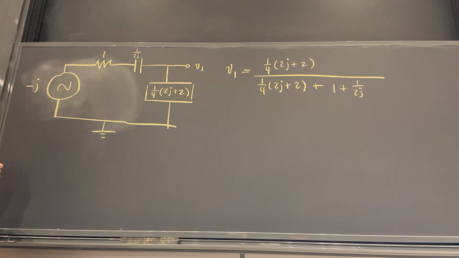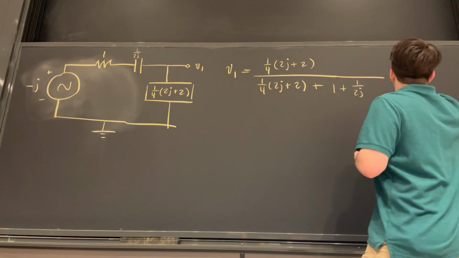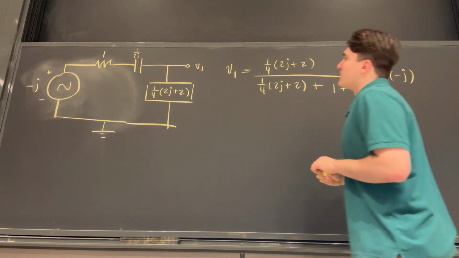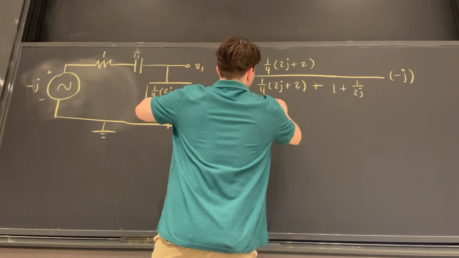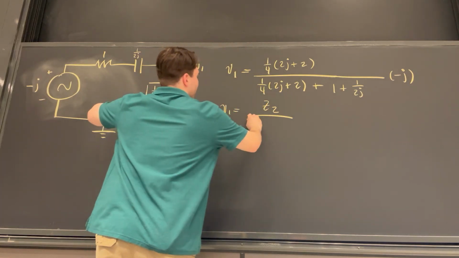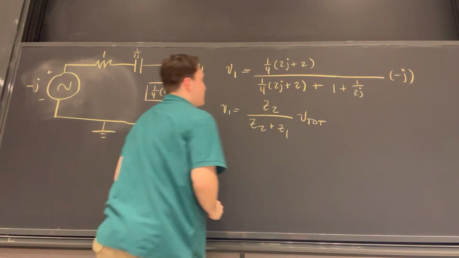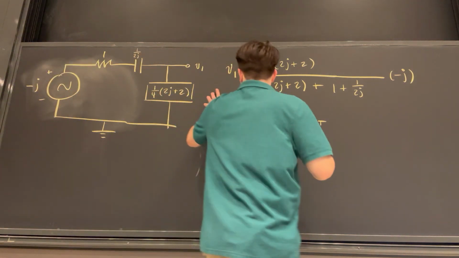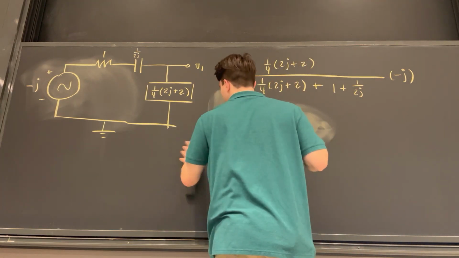These are in series, so I'm getting the total impedance of this branch by adding them together. And then I, of course, have to multiply by the forcing function at the very end. This is just the voltage divider formula: V1 is going to equal the impedance here, Z2, over Z2 plus Z1, times the total voltage, V total. I'm just using that classic voltage divider formula, so I just want to make sure you know where that's coming from.